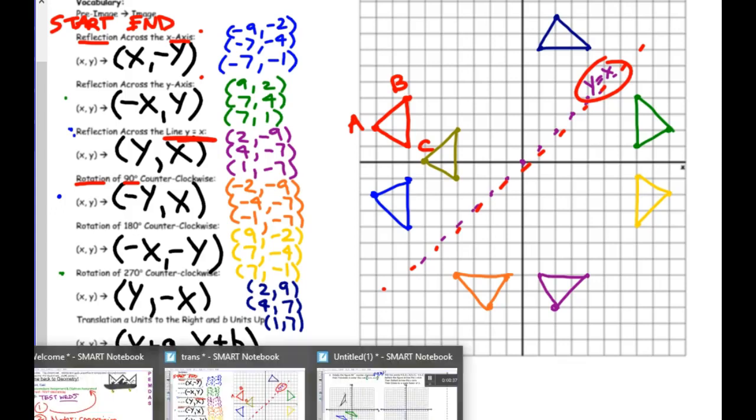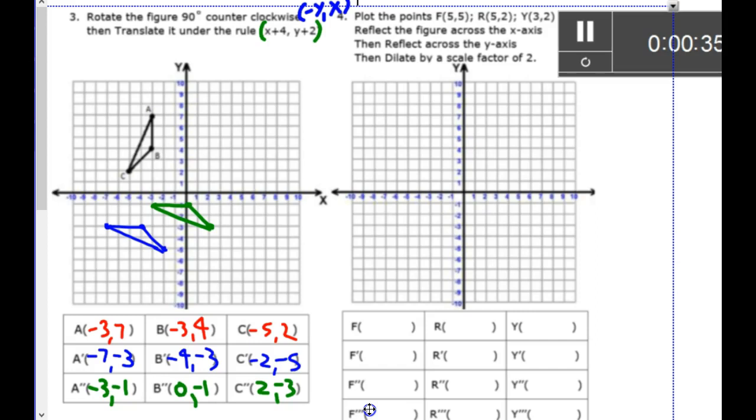Okay, back at it again. Here we are, with our 35 seconds. All right, I'll give you 30 seconds. Finish up, and then we'll talk about it. Everyone's finishing up number 4.